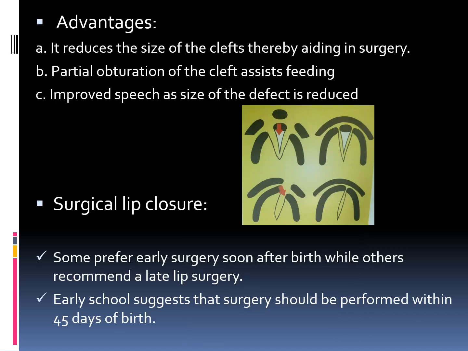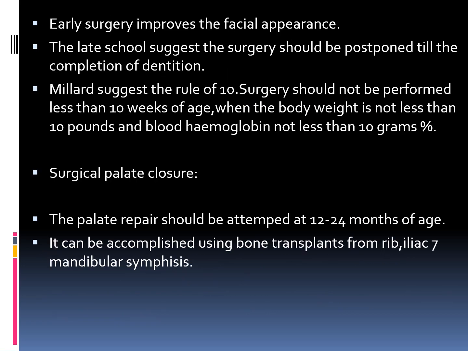Now, what is the advantage of this? It reduces the size of the cleft, thereby aiding in surgery. Partial obturation of the cleft assists feeding, and there is improved speech because the size is reduced. Now, surgical lip closure. So, when do you attempt the surgery? Some prefer to say that surgery should be done soon after birth, while others recommend a late lip surgery. Early school suggests that surgery should be performed within 45 days of birth.